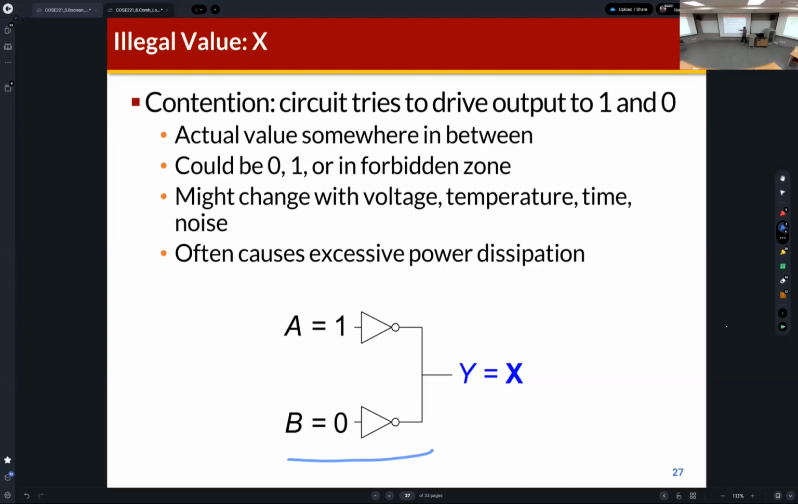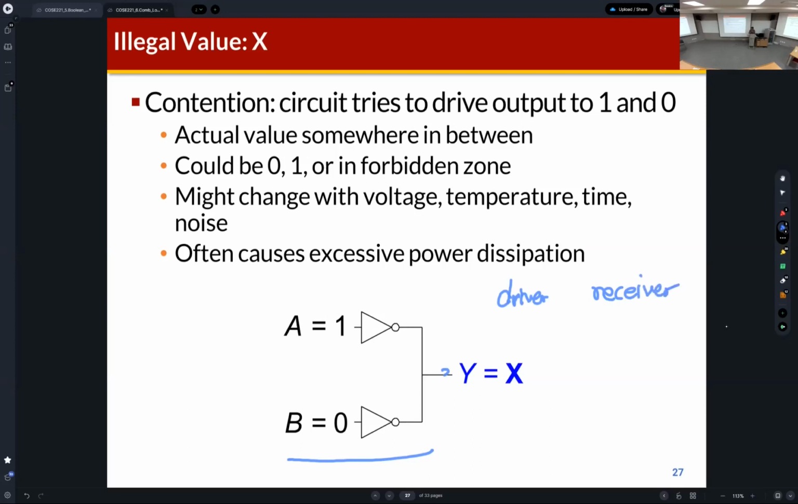No, because this is the output of the NOT gate, and the output of the NOT gate is connected to each other. So what does that mean? When we think about the digital circuit, we need to know the definition of driver and receiver.